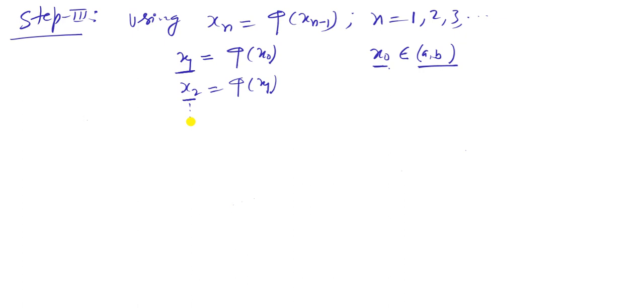decimal places. That is, the condition is that the difference of the (n+1)th approximation and the nth approximation should be less than or equal to 1/2 times 10 to the power minus k, where k is the number of decimal places. Here I will explain this method with the help of a numerical problem.